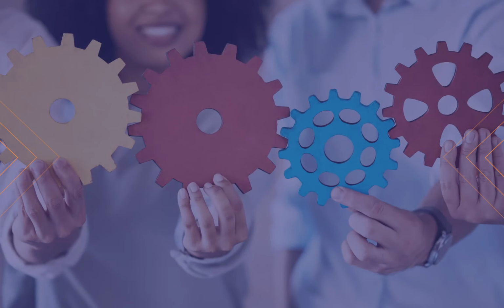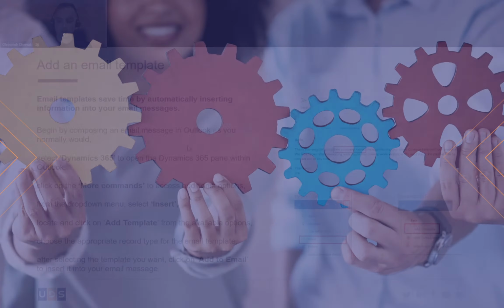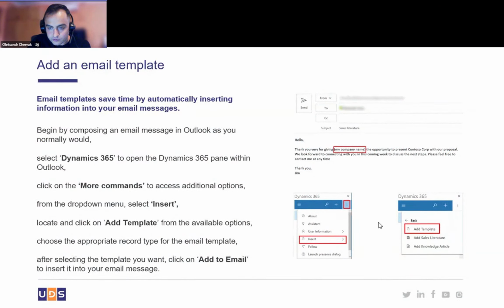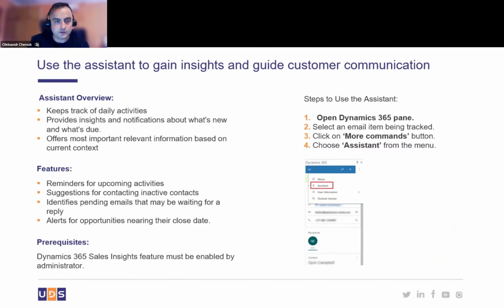So I'll switch back to the slide deck, and we stopped on email, adding email templates. So from here, as you can see, everything I showed you is also shown on the slides. Now, the next one is the assistant. I want to stop on this a little bit. Its key features are to remind you about upcoming activities. Also, it suggests contacting inactive contacts. It identifies pending emails that may be waiting for your reply, and it can also alert you about opportunities nearing the close date.